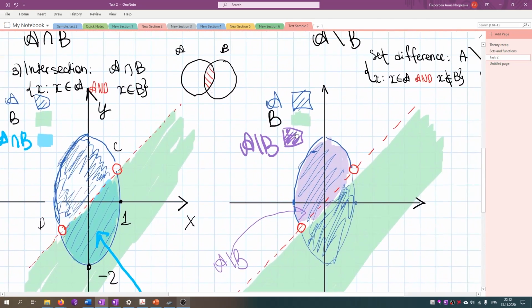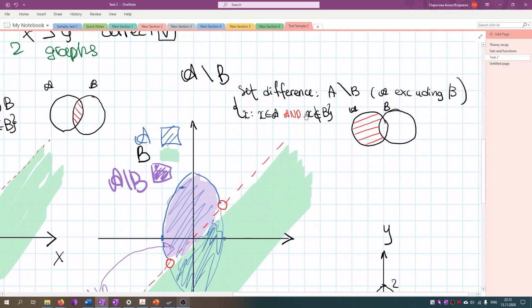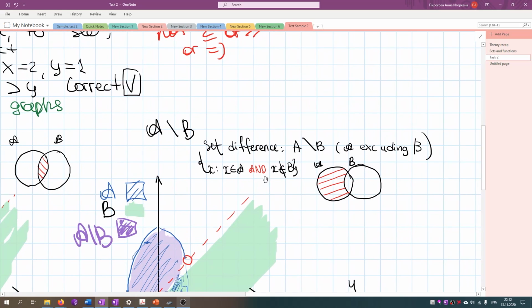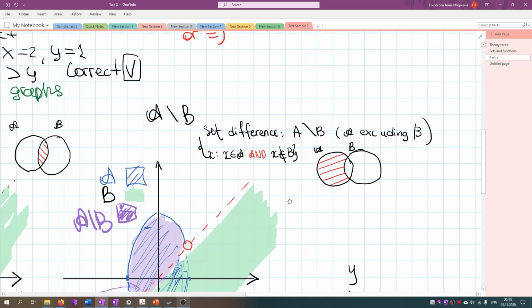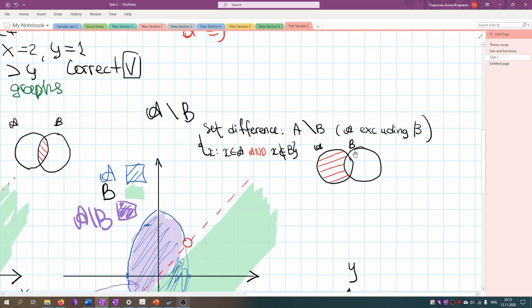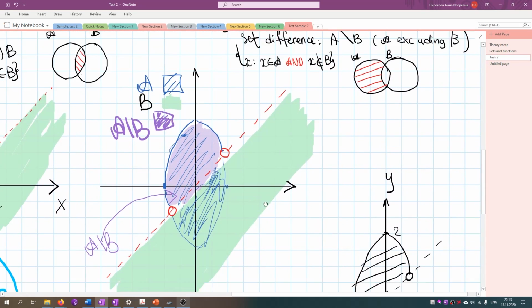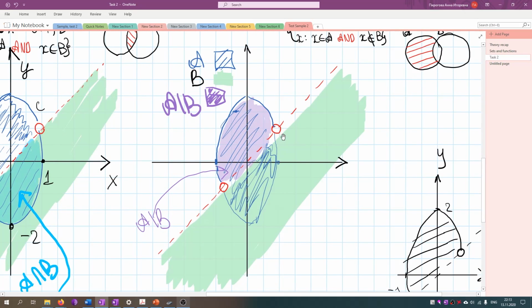And now let's find the set difference A excluding B. Here is the reminder of how it will look like in Euler diagrams. So basically we are subtracting the B set from the A set. So in this case we need to keep only the part where only the A set is present.